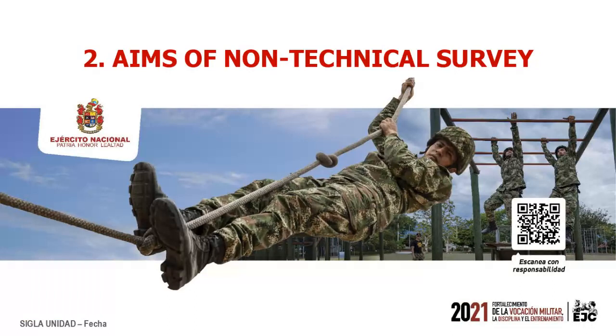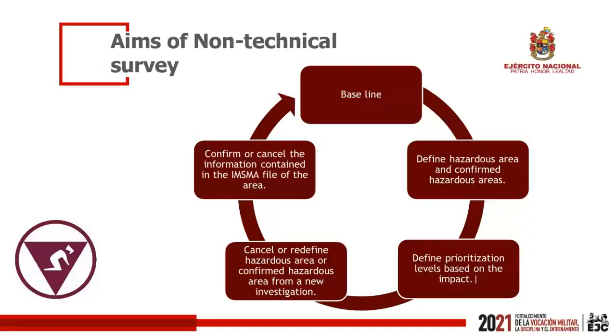Okay, the second topic: the aims of the technical survey. We have 5 aims in this subject. The first one is the baseline. The second one is to define the hazardous area and confirm the hazardous area.